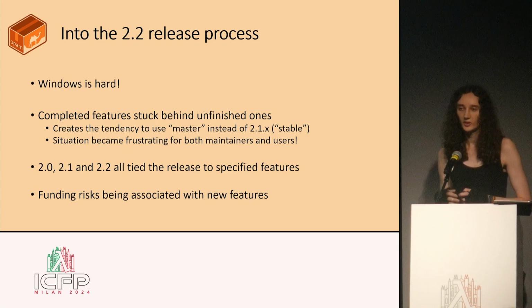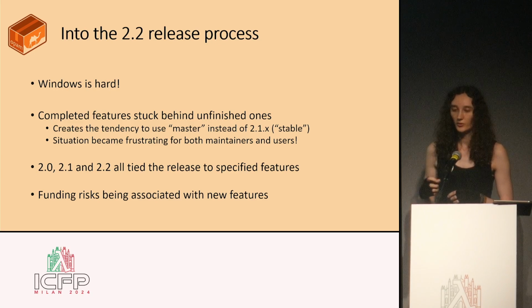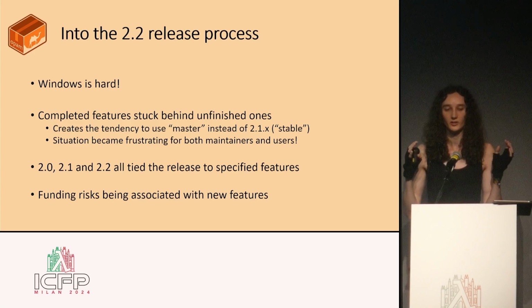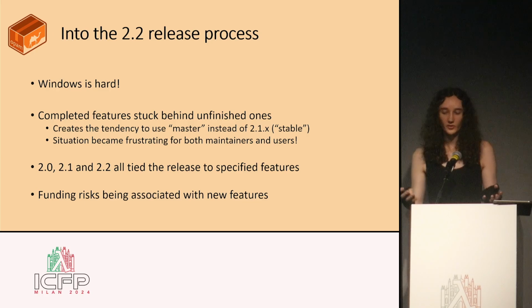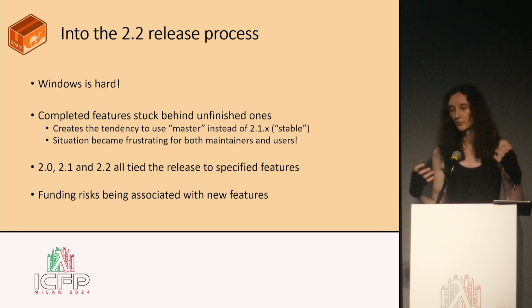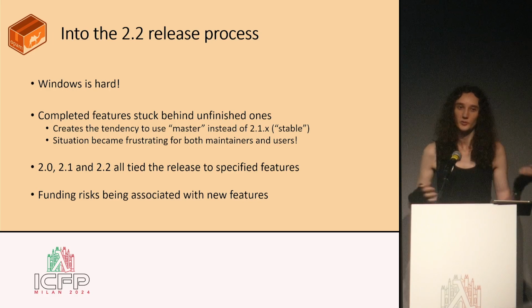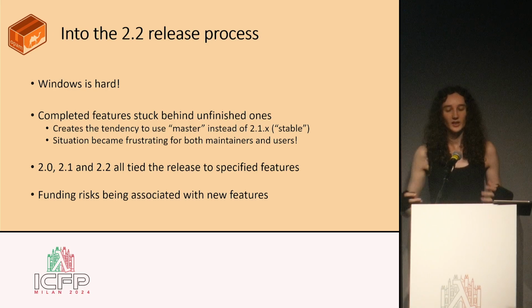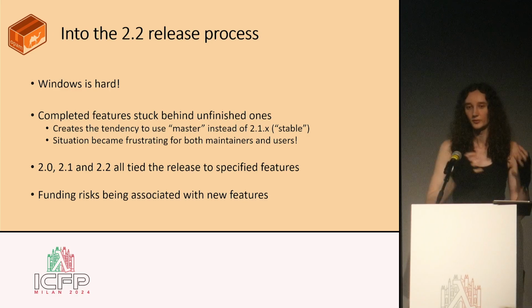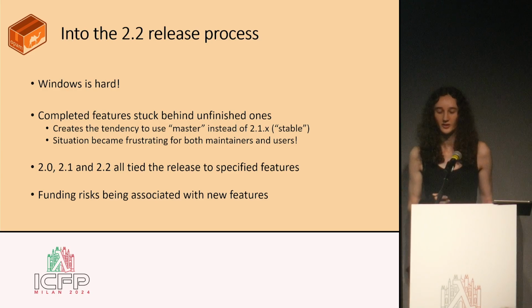historically we have tied releases with features. So, for example, 2.2 was a release that was going to be Windows. 2.1 was Deplaix and opam lock. 2.2 is a bit special, but you get the idea. And to add onto that, you also have funding that is tied to features, and features are tied to releases, so everything is like a circle.